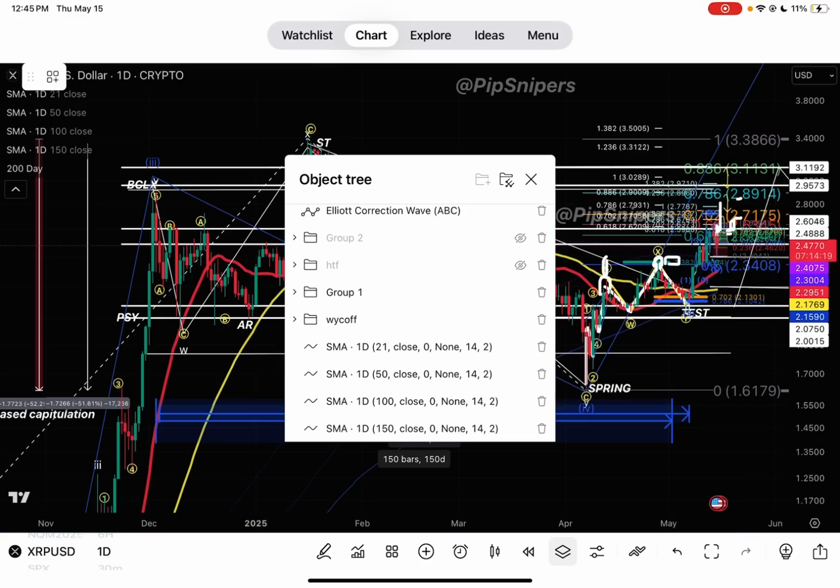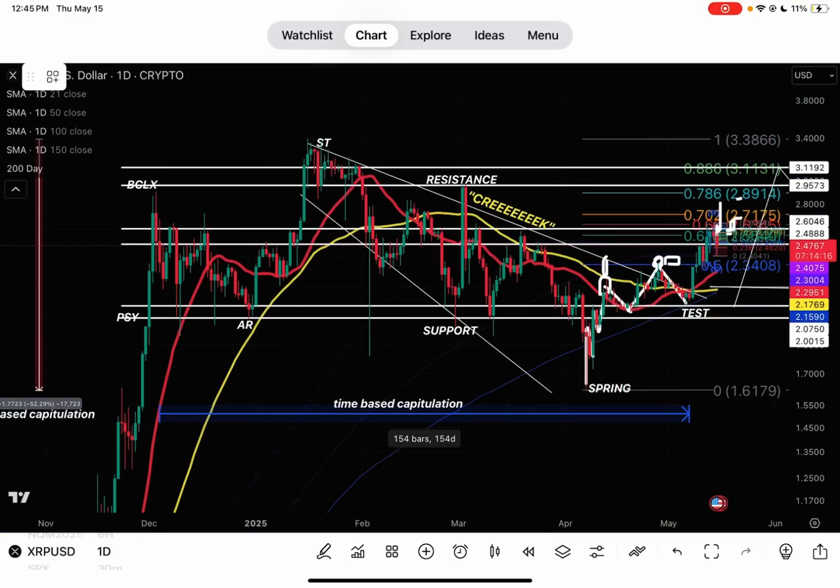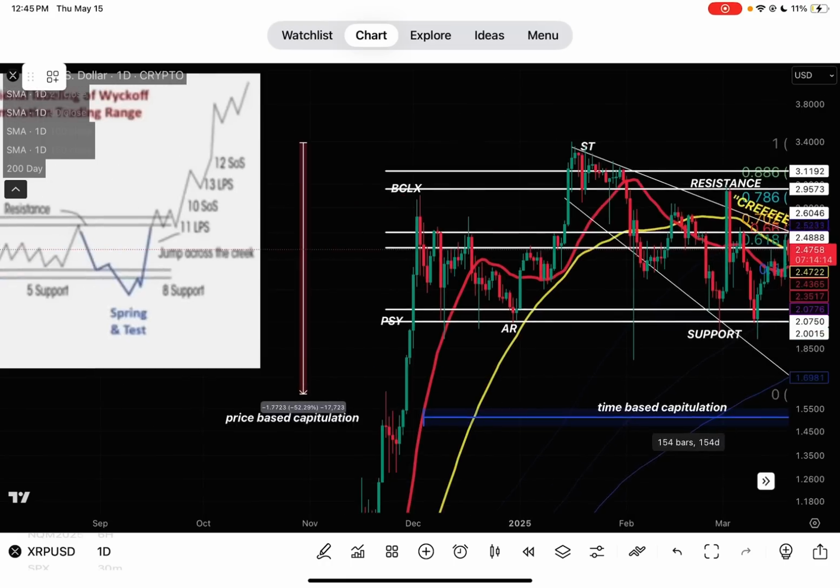Okay, so these are all of the layouts that I have over here, so I can show you guys what it looks like. So this is your Wyckoff reaccumulation range. You guys see?